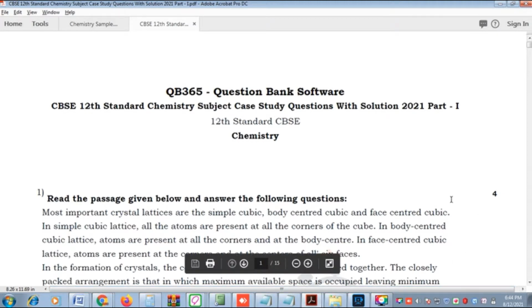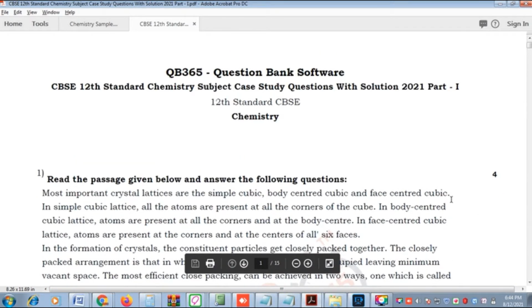So for the past 2 days we have been discussing Maths and Physics case study questions in CBSE 12th standard. Now we are looking into the chemistry subject. We already explained what case study questions are, what the expectations are, and what the question pattern is. We already discussed these things in the past two videos.